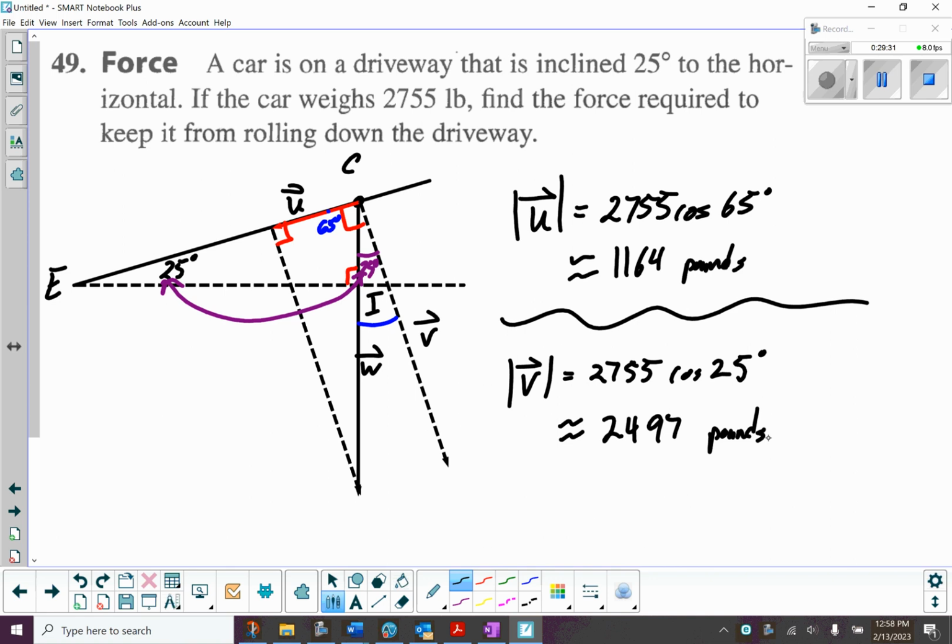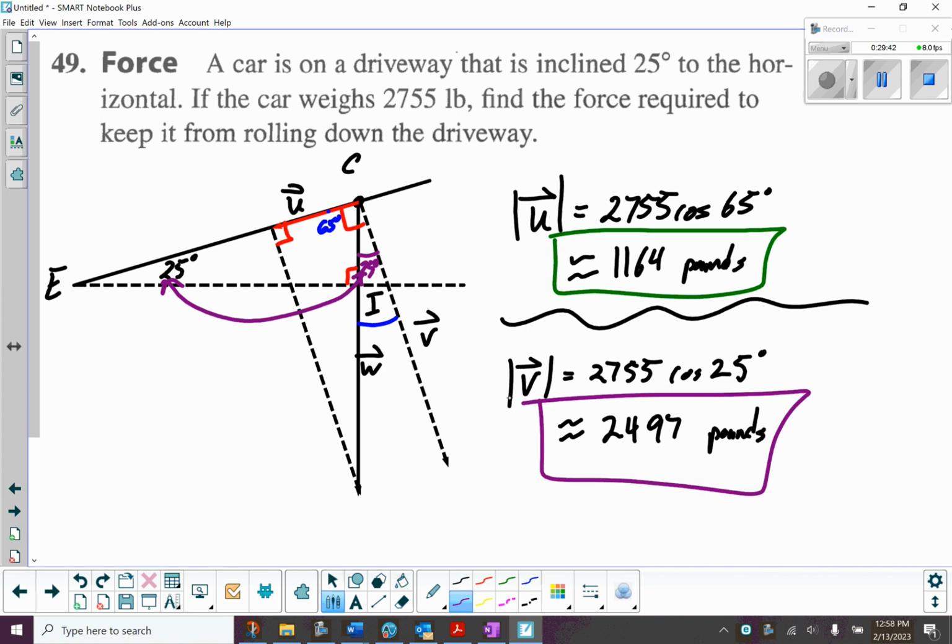Okay, so just to clarify for number 49, that should have been the answer to the question that they asked. I've put this one in just as a bonus so that we can go through an example showing you how to calculate each of those particular forces.